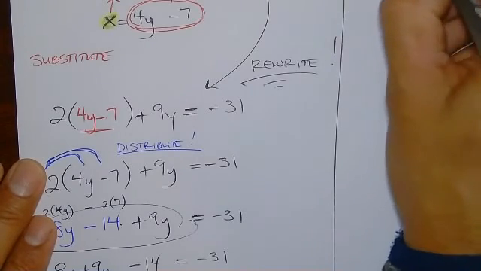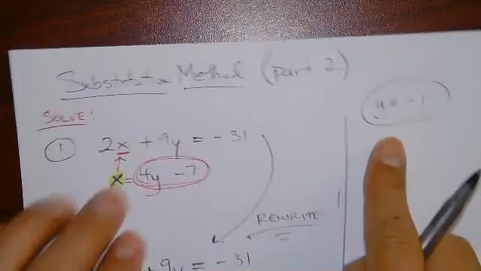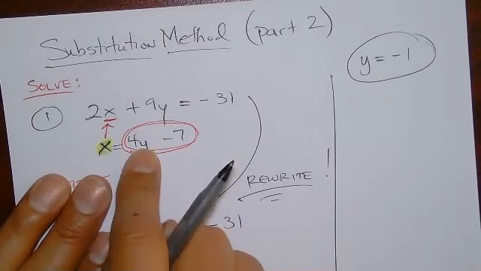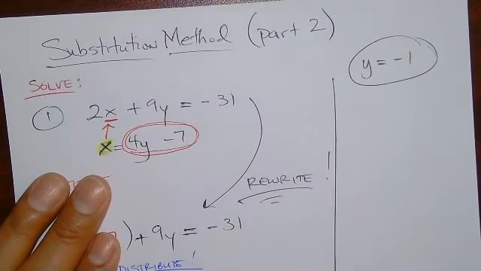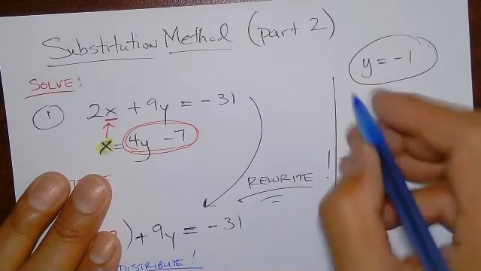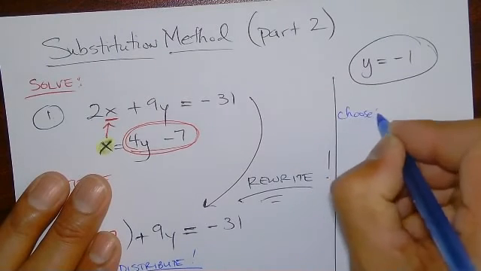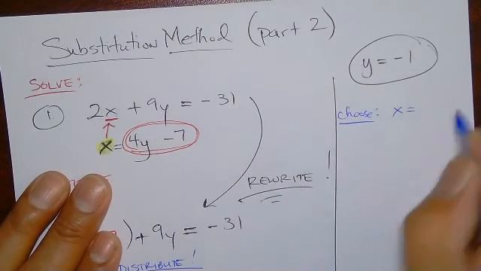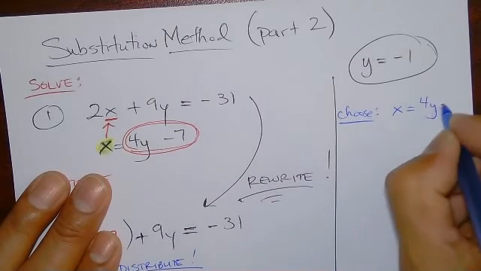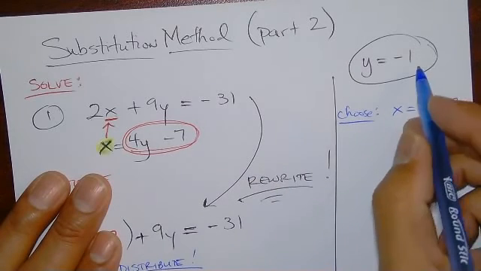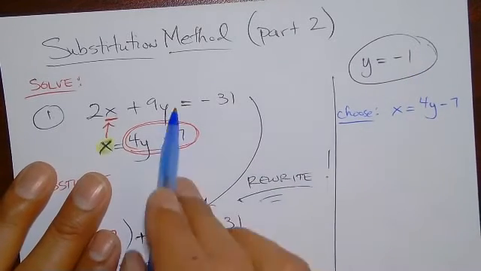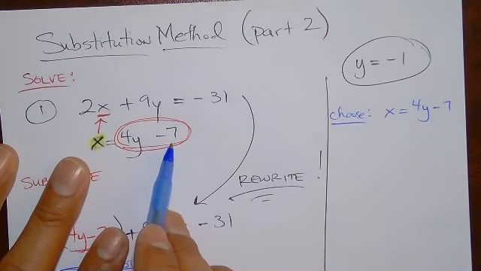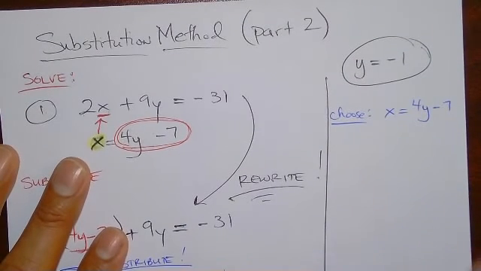Right, I'm going to write this over here. We just found out that y is equal to negative 1. And then your job is to do what? Your job is to come back over here and look at your system. One of these two looks really easy. And you're going to choose which one. Which of these two are you going to choose? Yeah, this one. X is equal to 4y minus 7. You're going to get the value that you just found and substitute it back into one of these two. Well, pick the easy one.